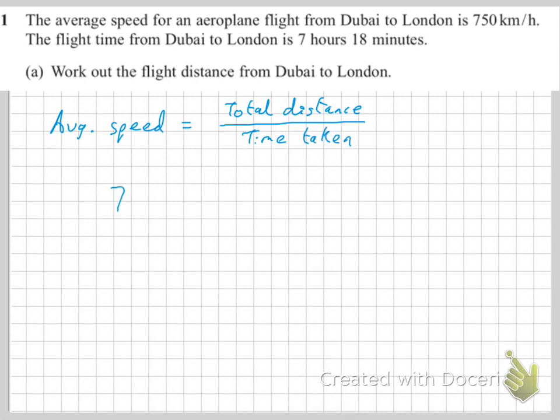If we substitute into that, the average speed is 750, total distance, let's just call it D. Time taken now, be careful here. Lots of people write 7.18 and get the wrong answer, because it isn't 7.18, is it? It's 7 hours and 18/60ths of an hour. 7 plus 18/60ths of an hour.